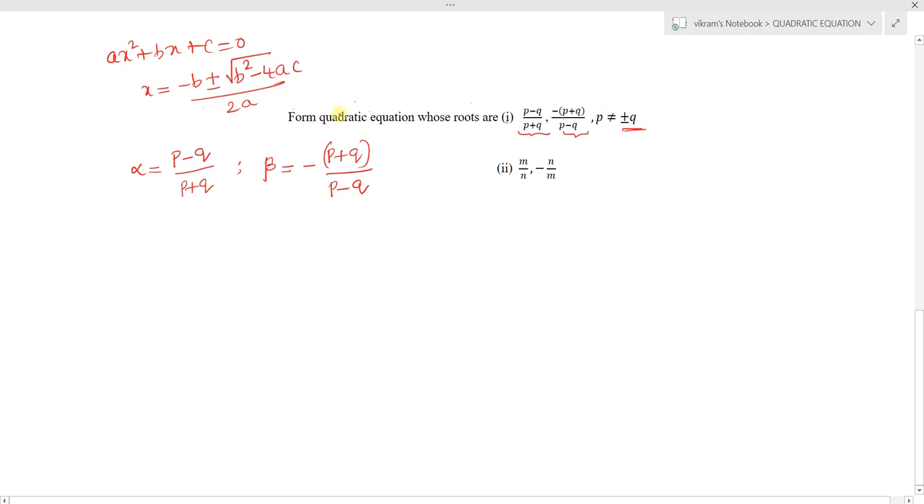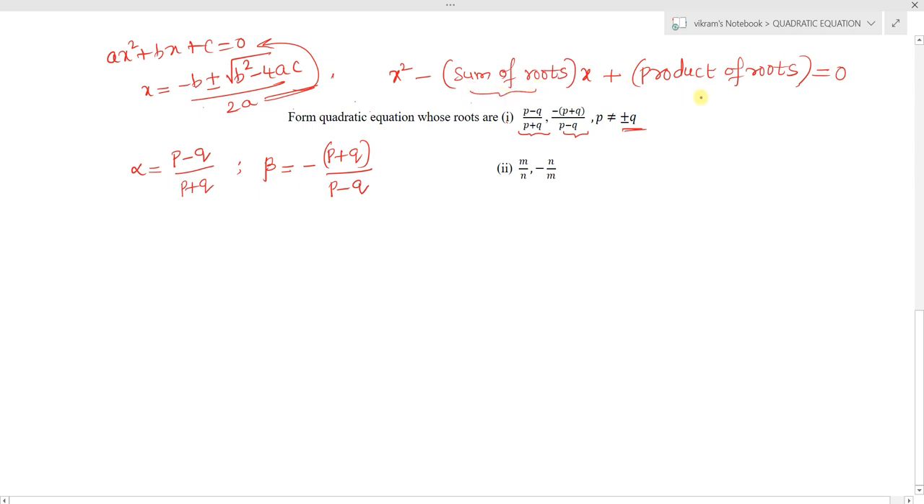But here the roots are given. He has given the roots and is asking us to find the quadratic equation, and we know that any quadratic equation can be written as x square minus sum of roots into x plus product of roots equals 0. Now if we substitute the sum of the roots and the product of the roots, then we'll get the required quadratic equation.